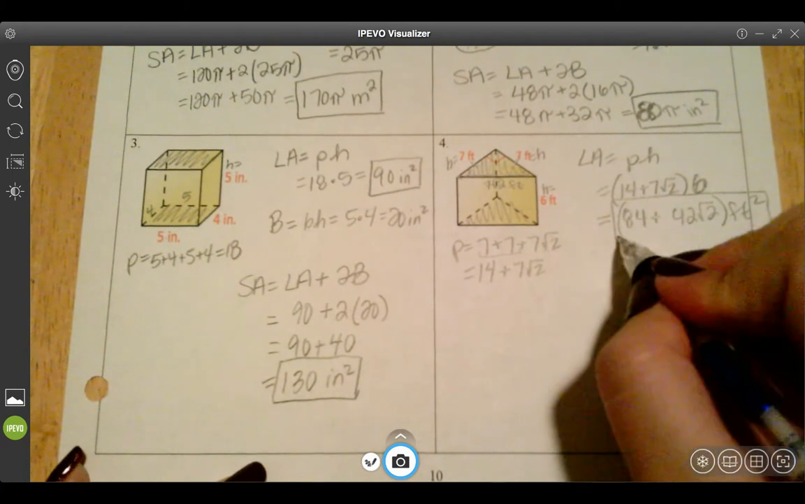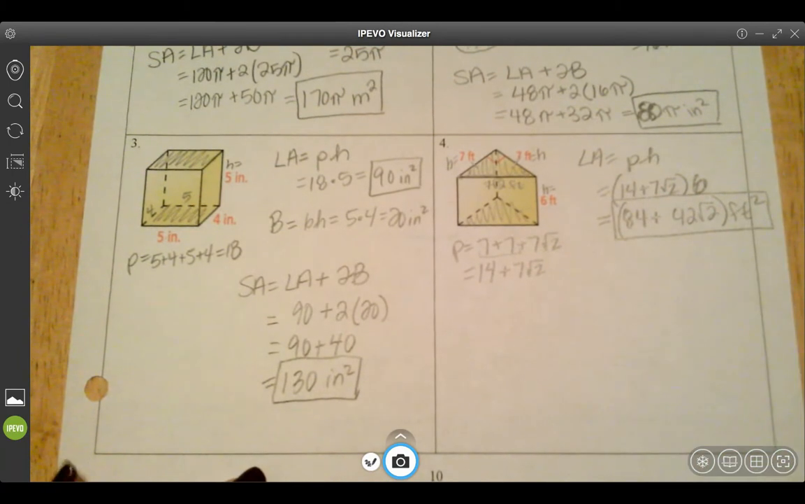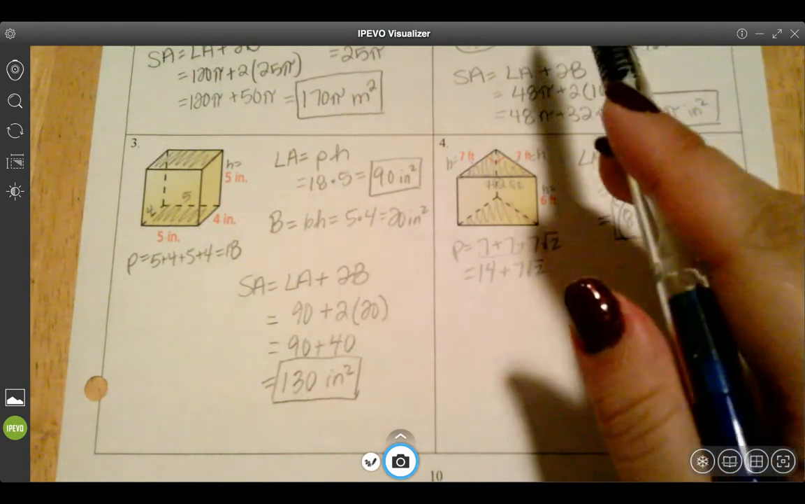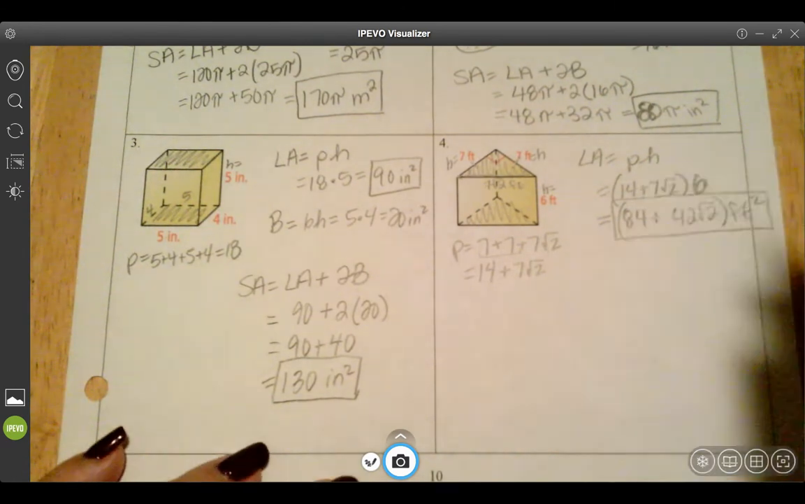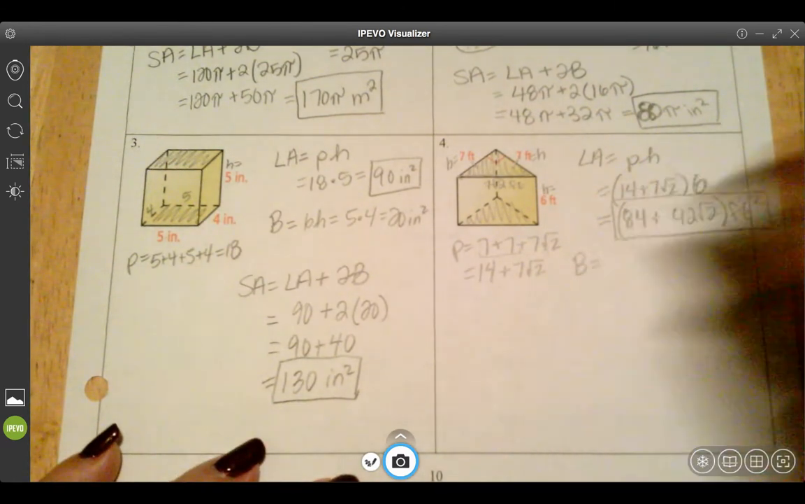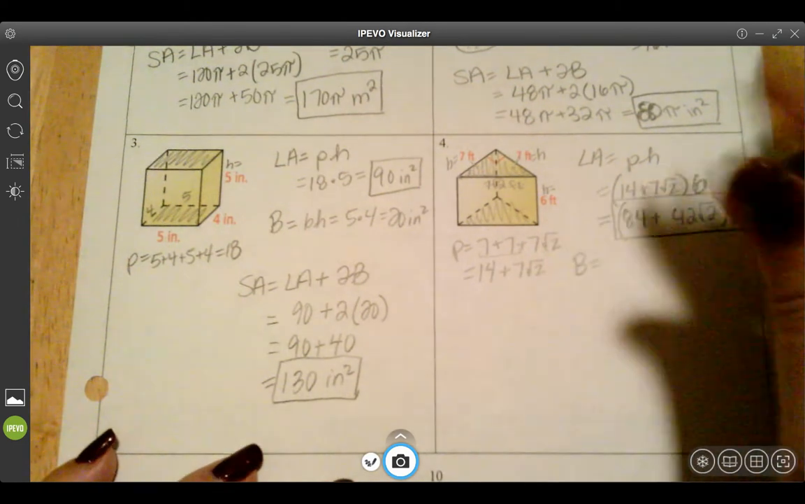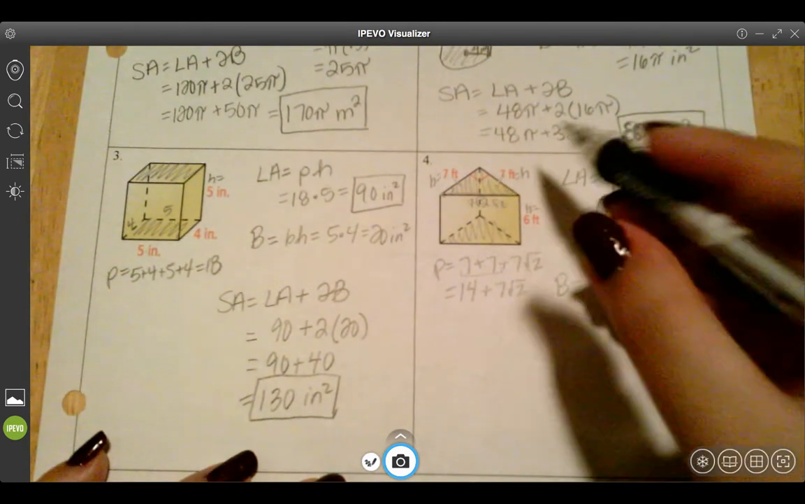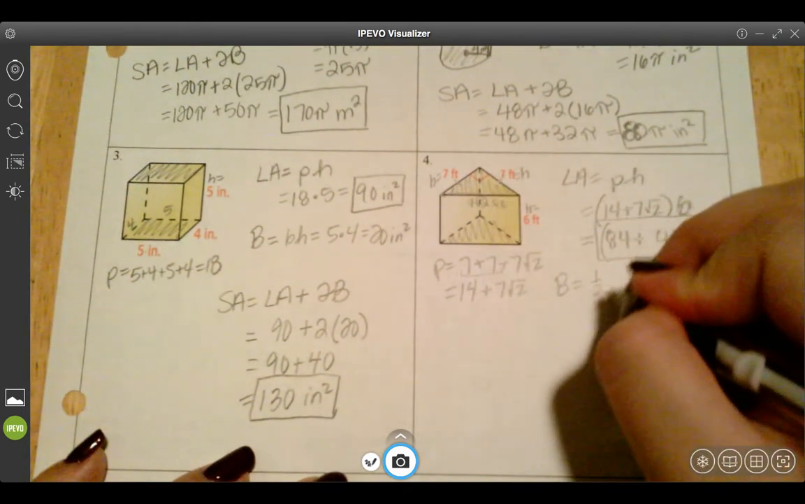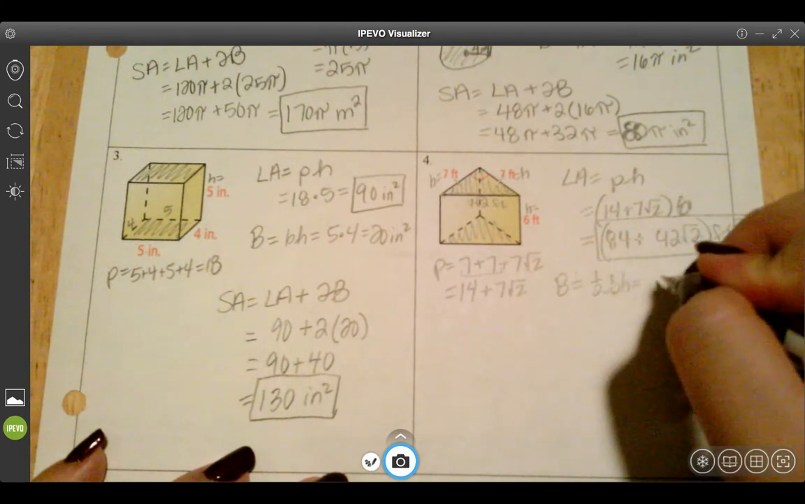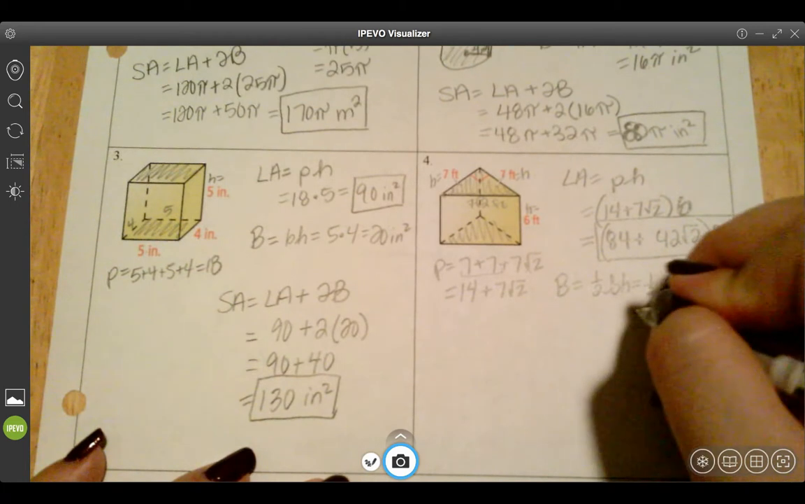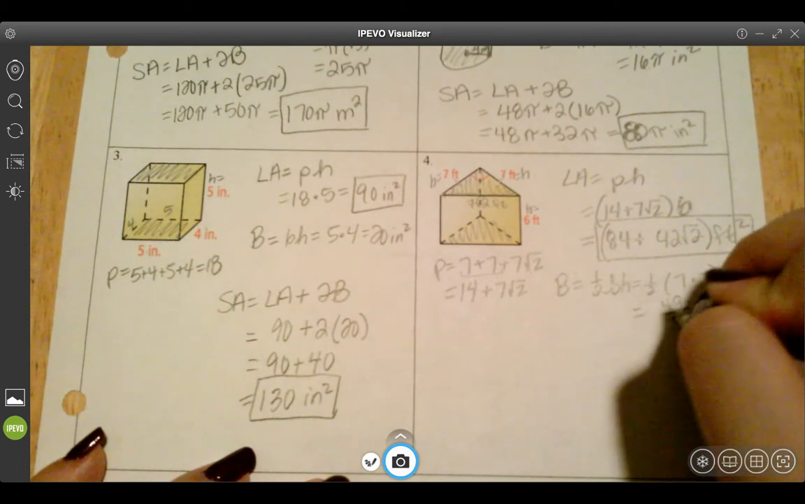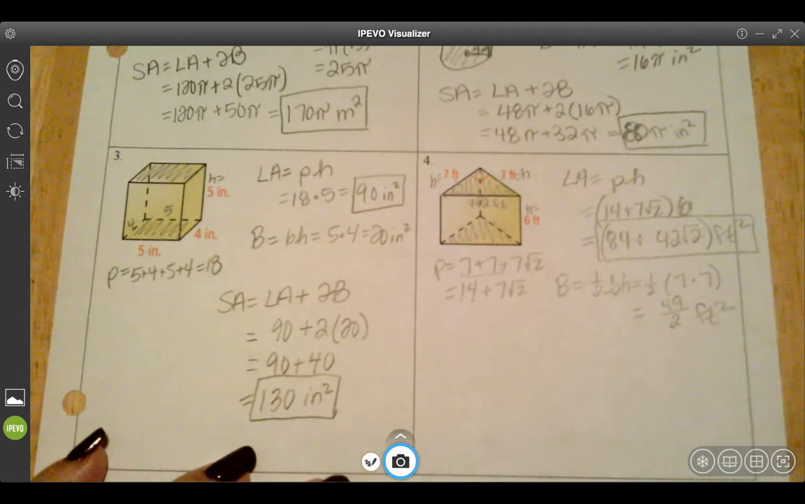If we want to estimate it, you could put it into the calculator, but since it says to leave our answers in terms of pi, we're going to leave all of our answers exact. We have our lateral area. We also need a base in order to calculate our surface area. The base here is a triangle. The area of a triangle is 1/2 base times height. 1/2 times 7 times 7, in our case, is 49/2 square feet.